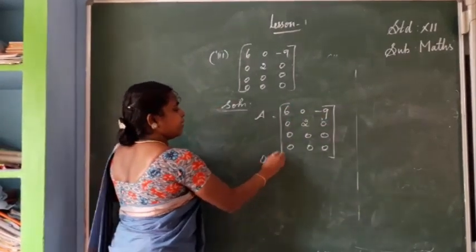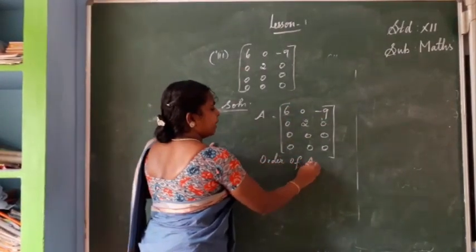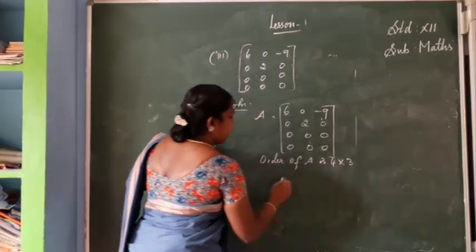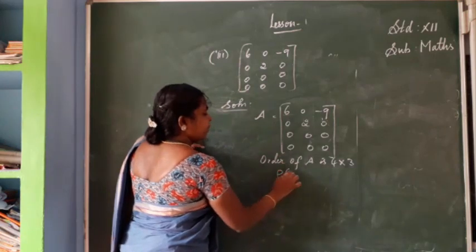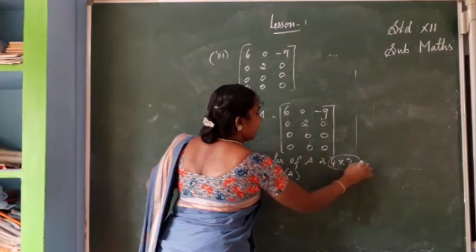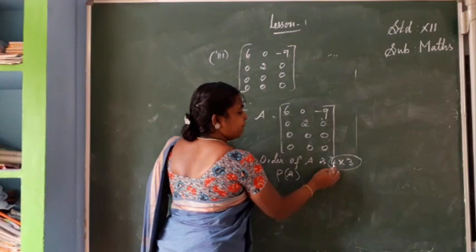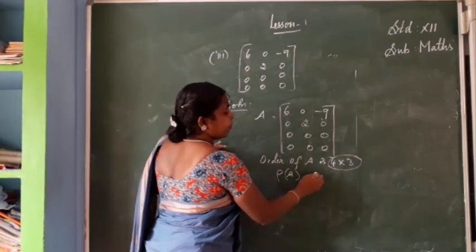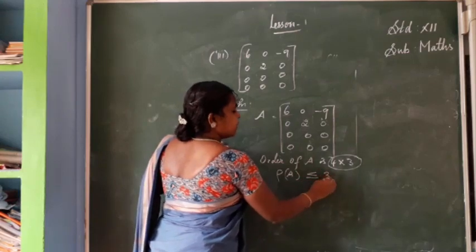So the order of A is 4 by 3. Okay, next you have to guess the rank. How can you write the rank of A? You see the order is 4 by 3. Here the minimum of the numbers 4 and 3 is 3. So we can guess the rank is less than or equal to 3.